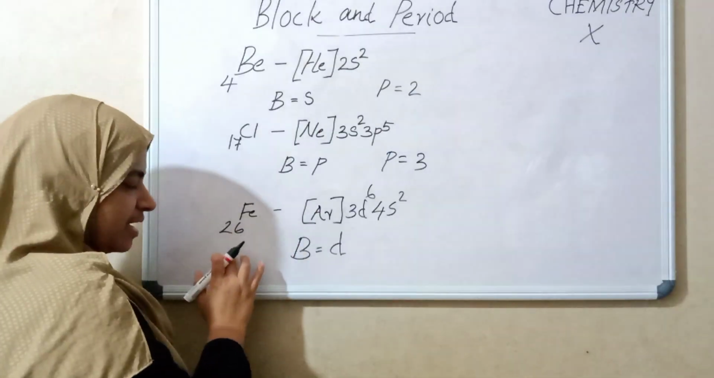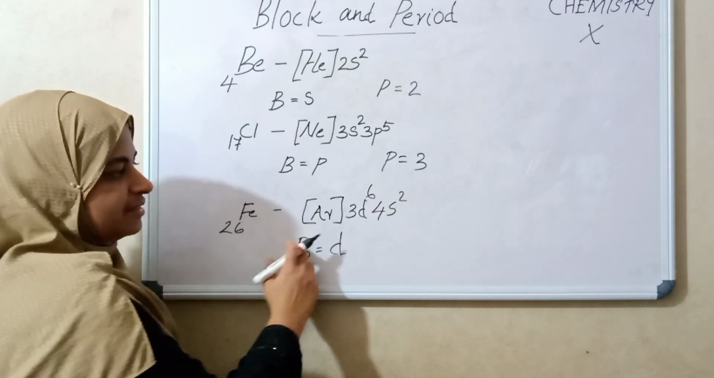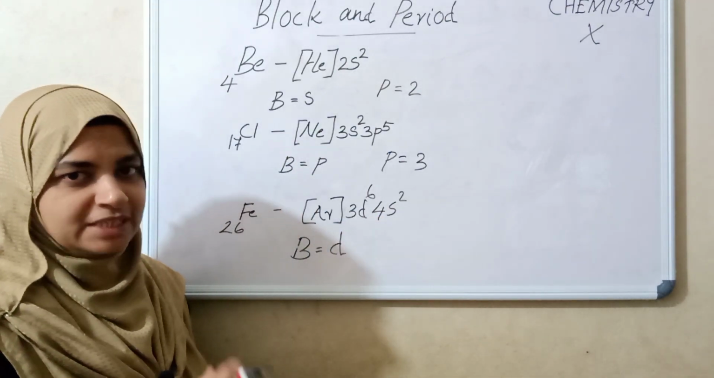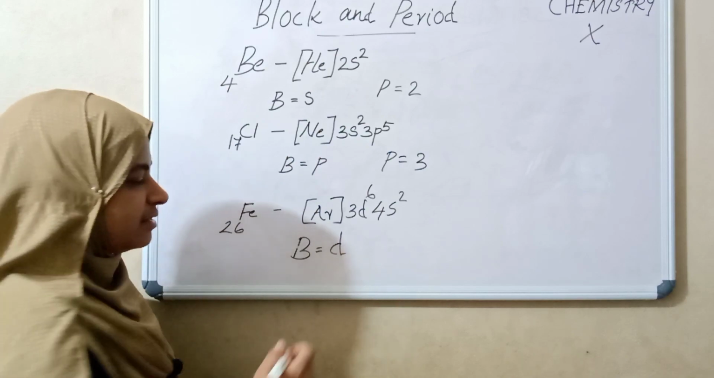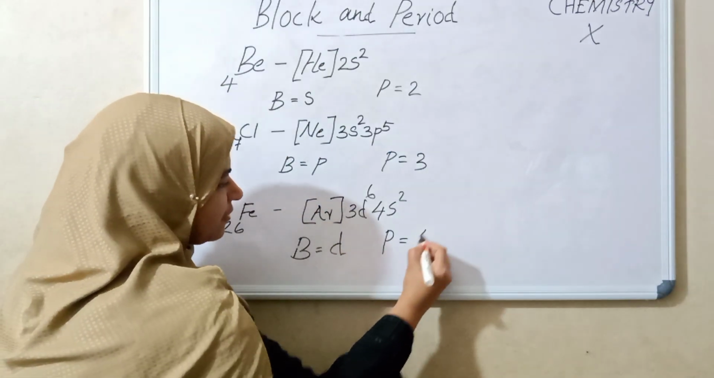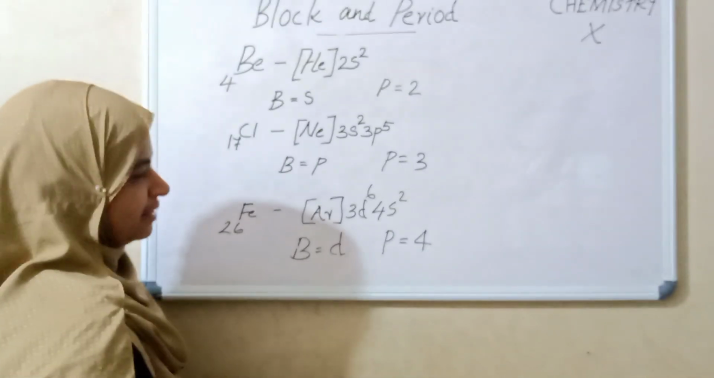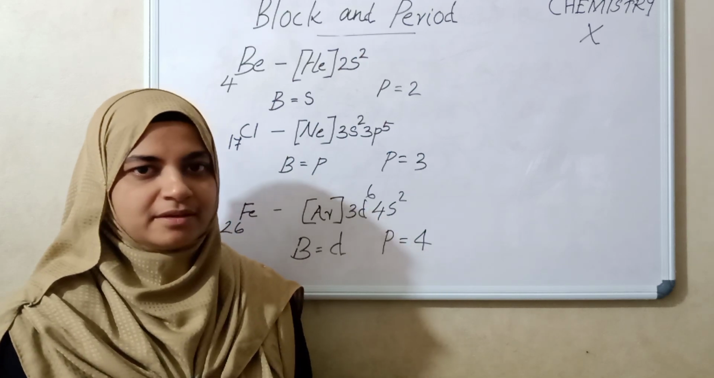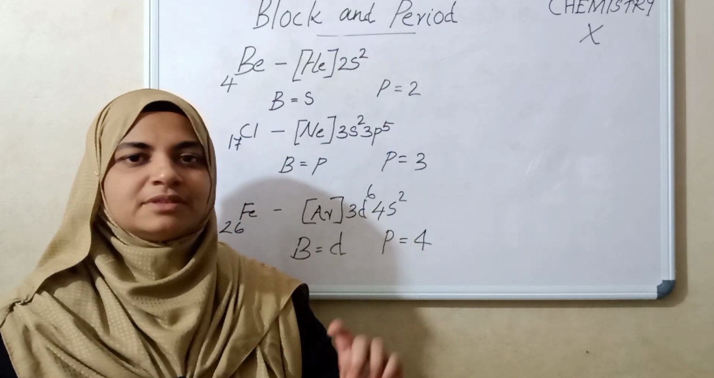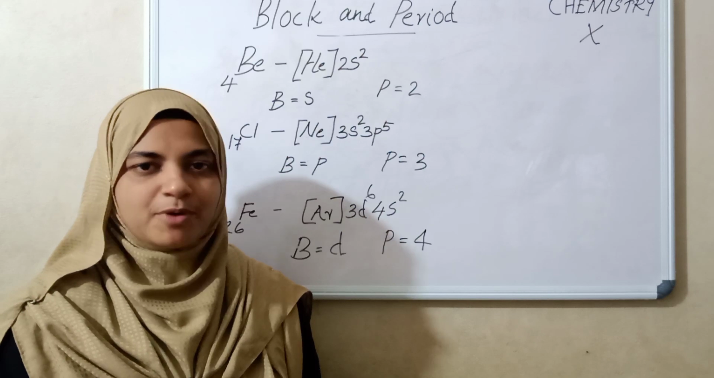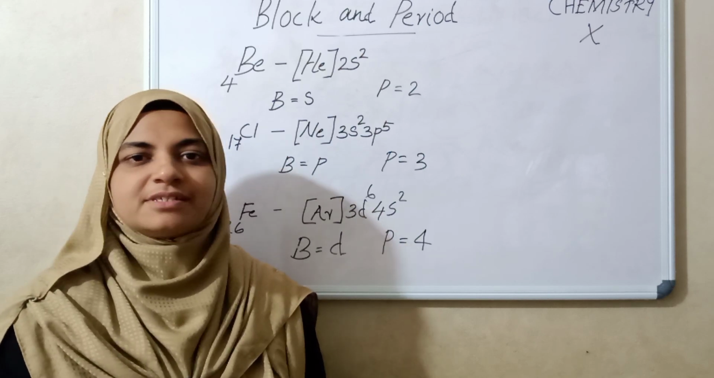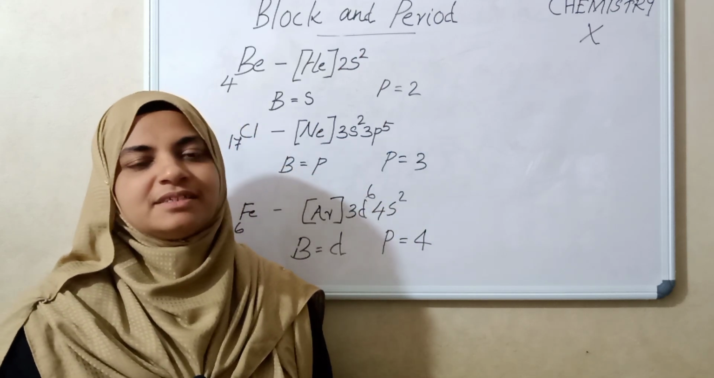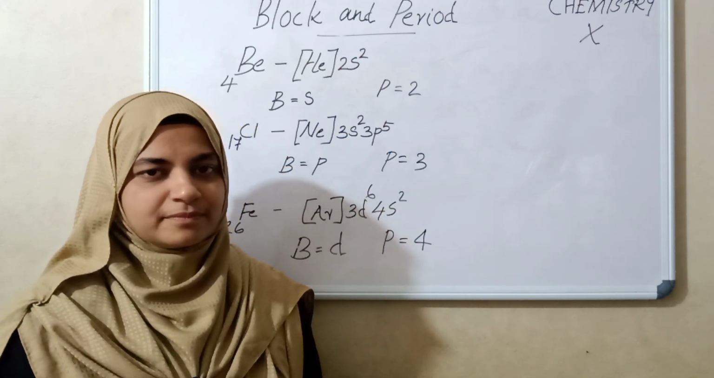Next, in the case of iron, the largest shell number is 4. That is, the outermost shell is the 4th shell. Therefore, the period is 4. That is, block and period are easily determined. In block, the name of the block is the same as the name of the subshell in which the last electron is added. Then the period number is the largest shell number. Do you follow me?